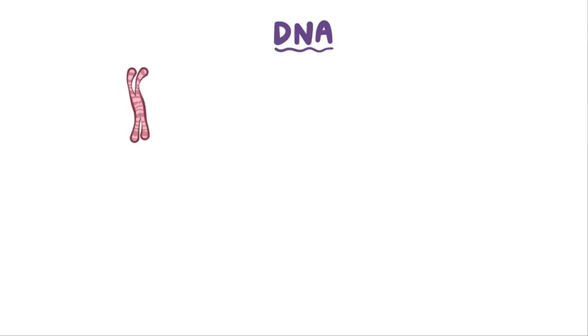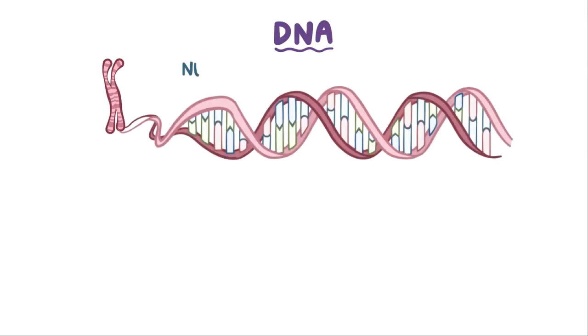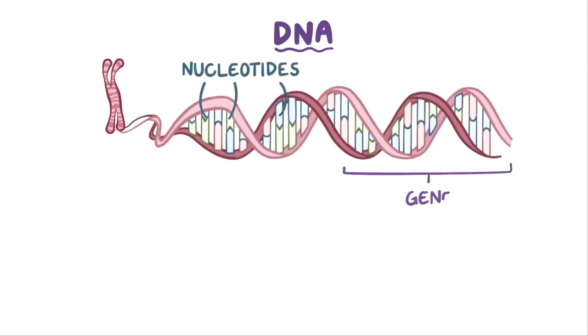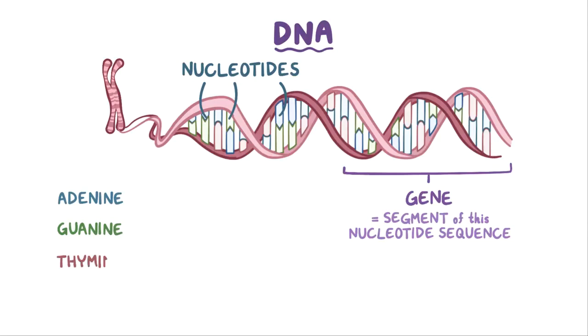Now, on the molecular level, DNA is made up of 2 strands of nucleotides, so each gene is just a segment of this nucleotide sequence. There are 4 types of nucleotides: adenine, guanine, thymine, and cytosine, or A, G, T, and C.